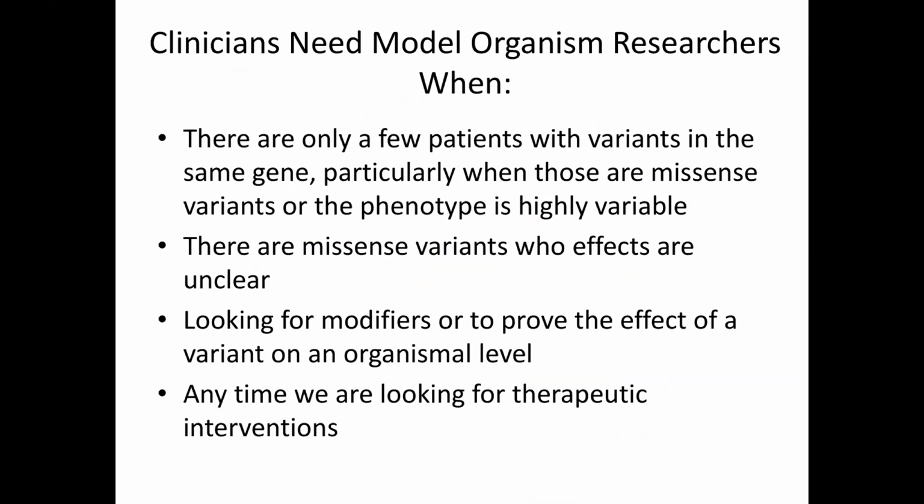Clinicians need model organism researchers when there are only a few patients with variants in the same gene, particularly those when those are missense variants or when the phenotype is highly variable among the patients. When there are missense variants whose effects are unclear, when we're looking for modifiers or to prove the effect of a variant on an organismal level, and anytime we're looking for therapeutic interventions, because a cell-based assay is very nice, but you really need to see what's going on beyond there.